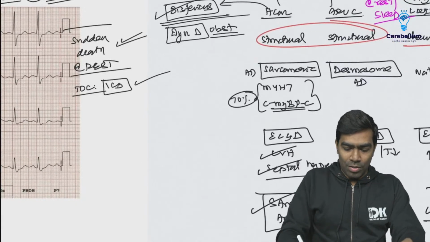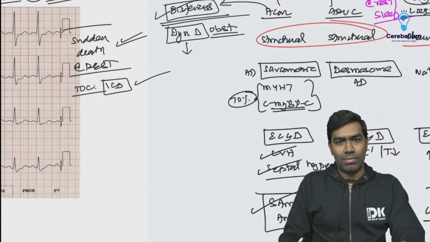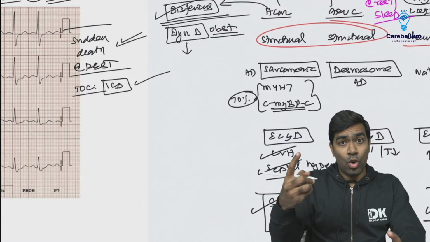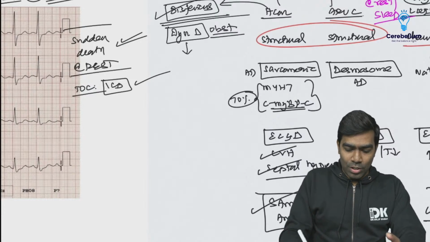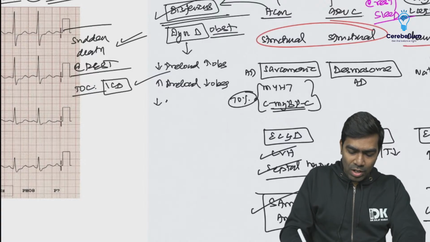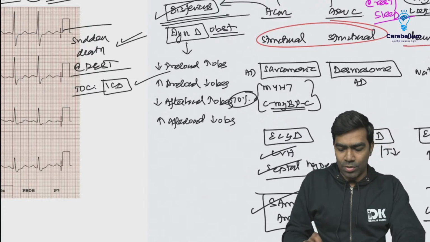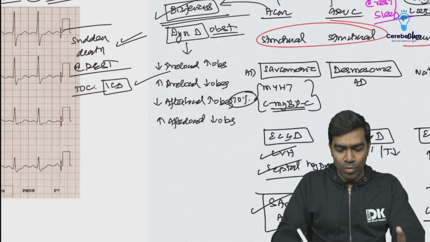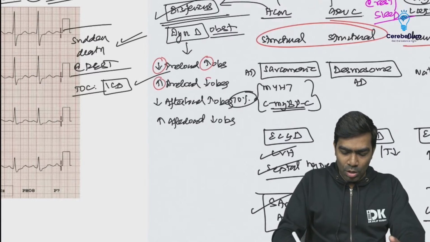So what dynamic changes is HCM going to produce? It's going to change based on the load and the contractility. If you reduce the preload, the obstruction will increase. If you increase the preload, the obstruction will decrease. If you reduce the afterload, obstruction will increase. If you increase the afterload, obstruction will reduce. So you can clearly see that the arrows are moving in opposite directions.